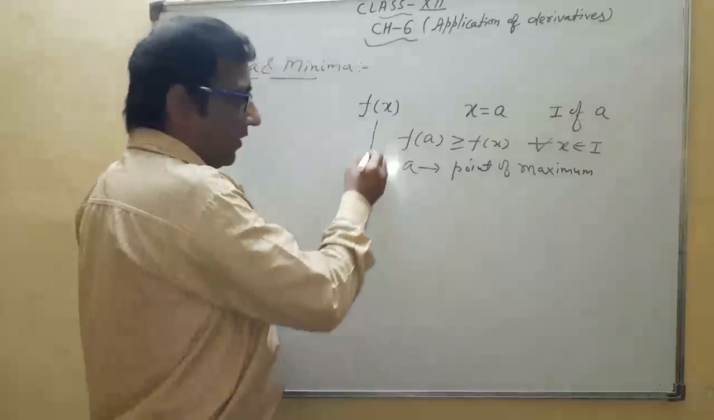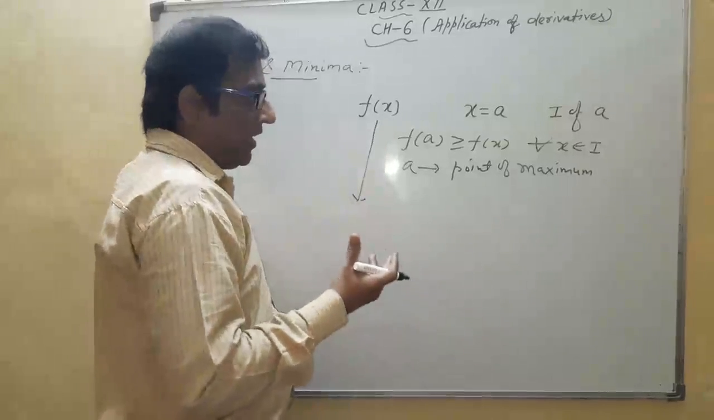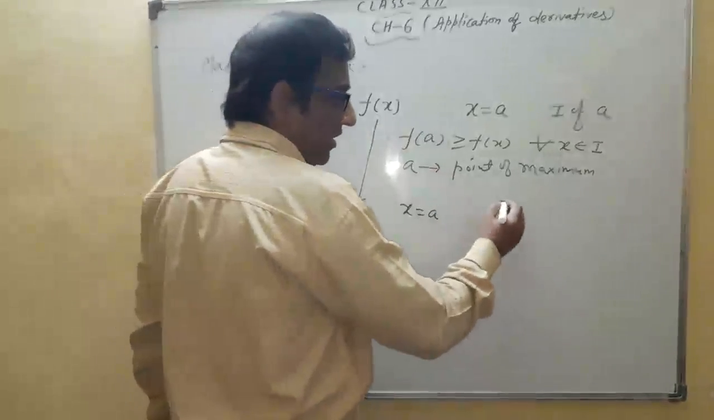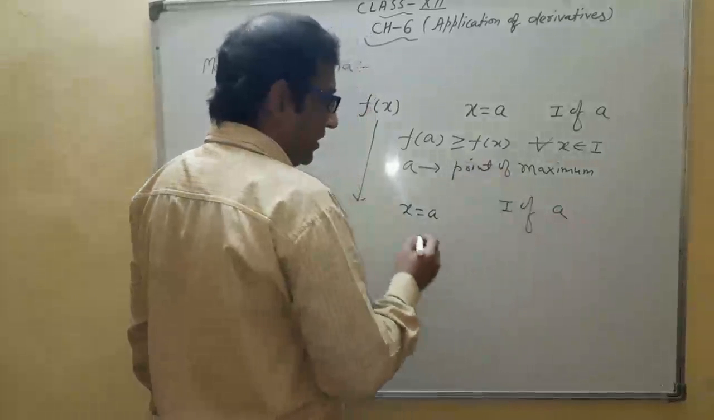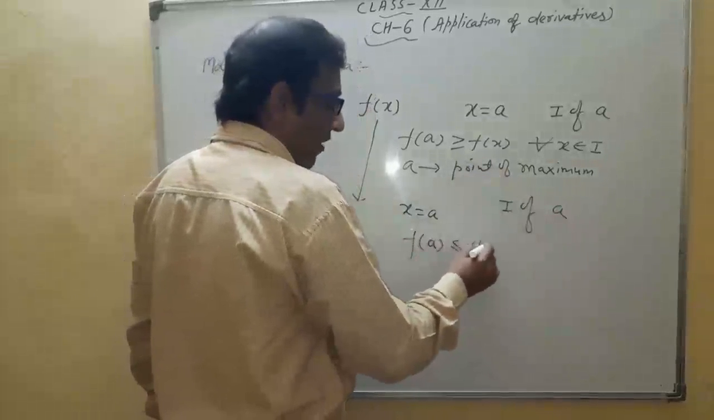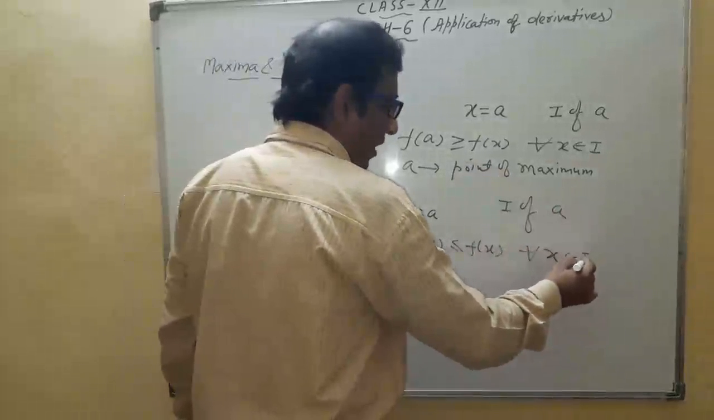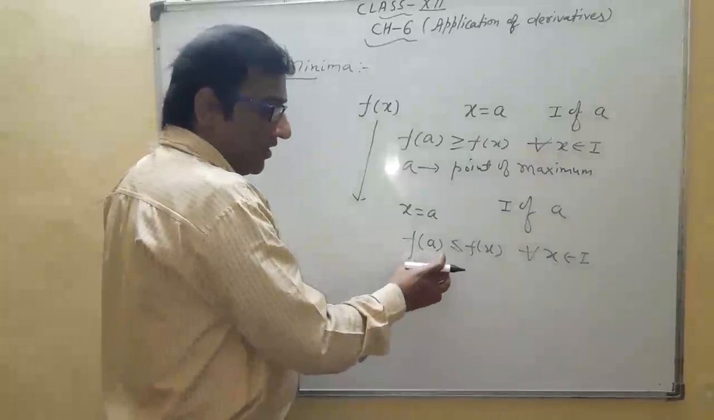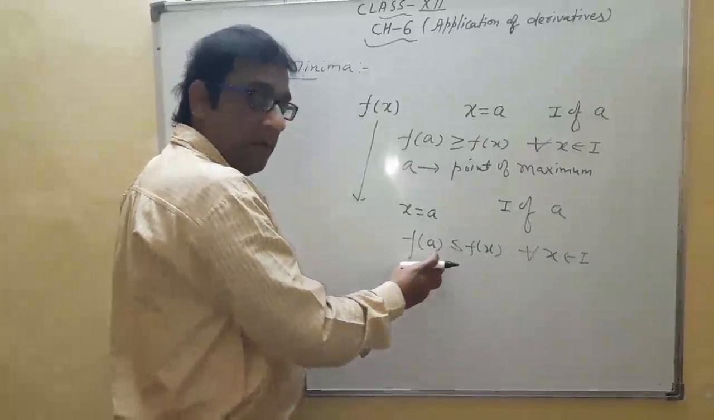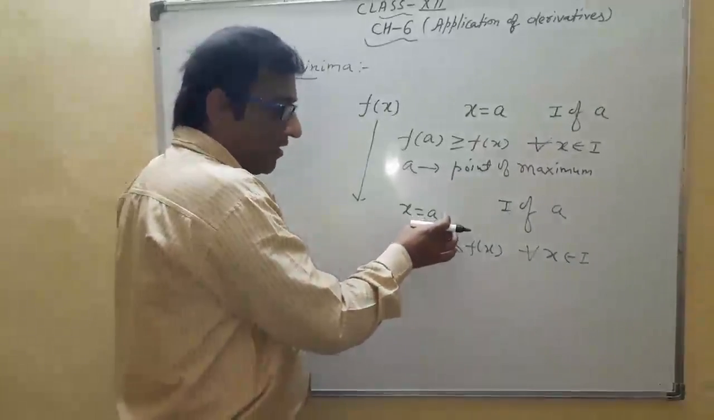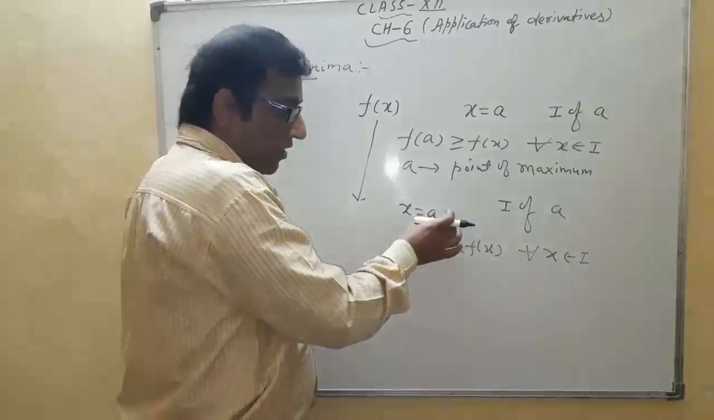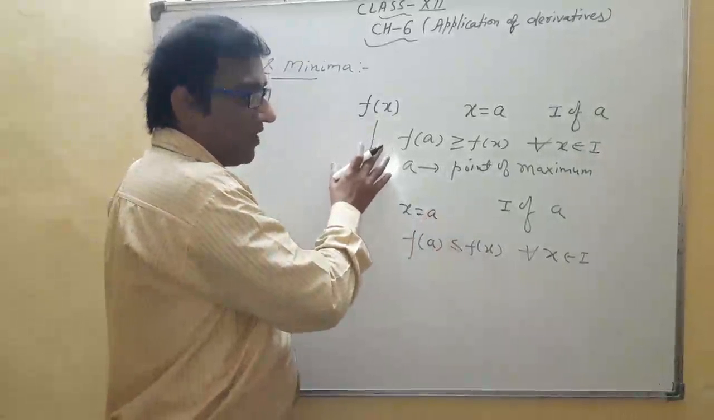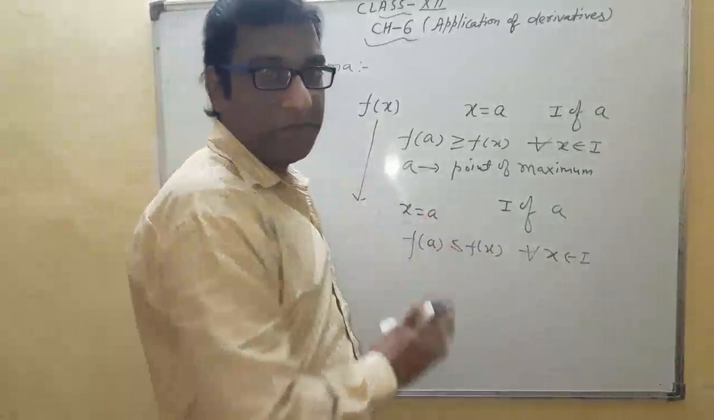At the same time, we can say f(x) is said to have a local minimum at x equals a if there exists an interval I of a such that f(a) is less than or equal to f(x) for all x belonging to I. Then we can say this f(a) is the local minimum, and here a is the point of minima for that function. So this is the condition related with local maximum and local minimum.